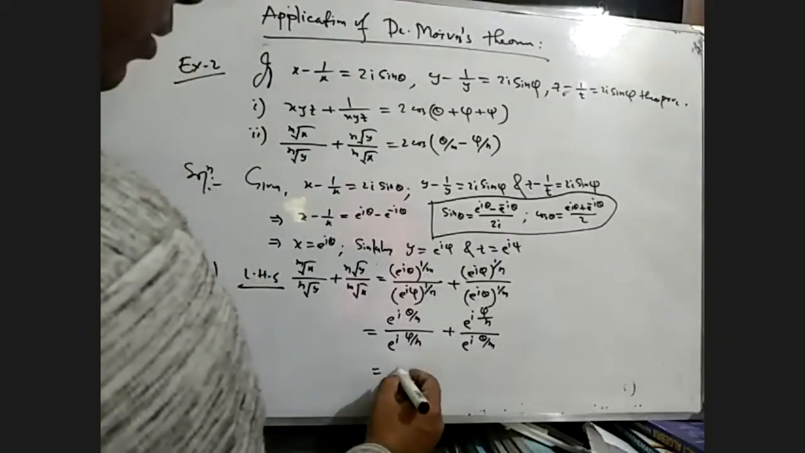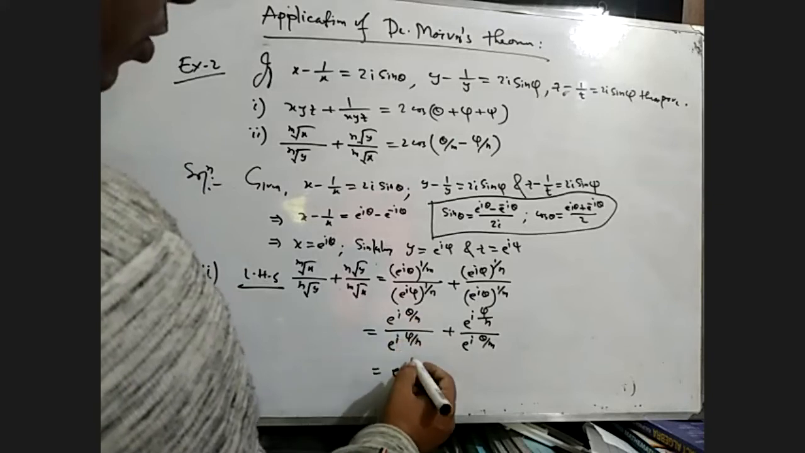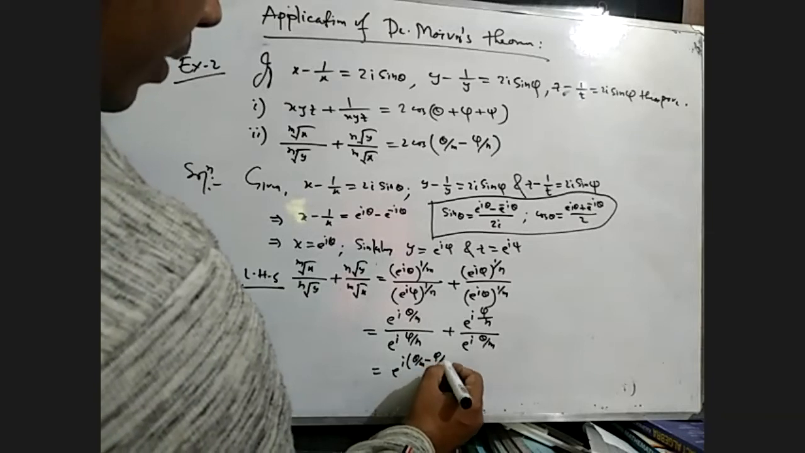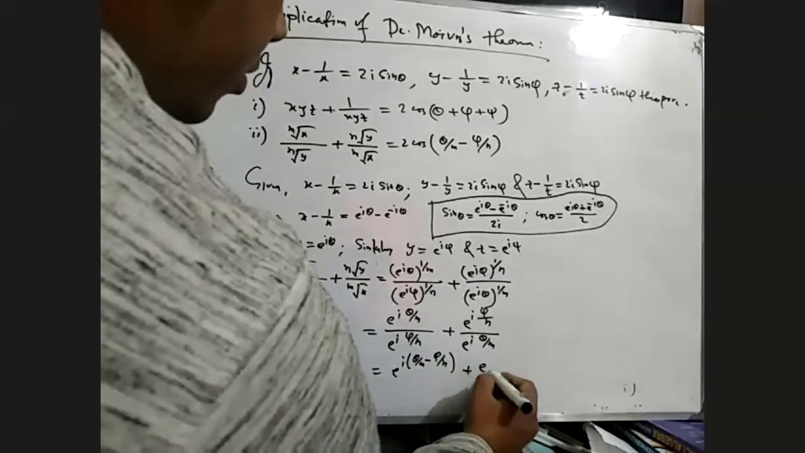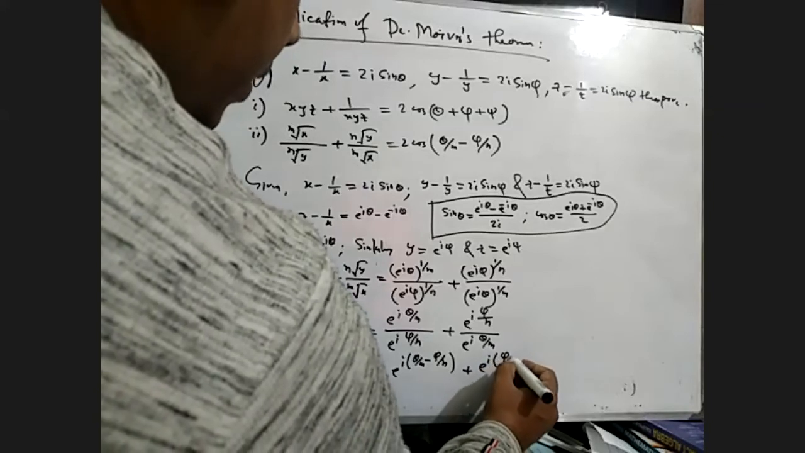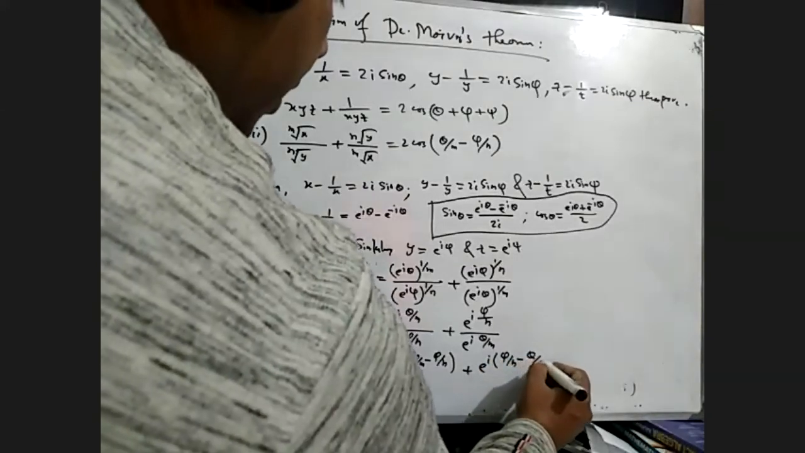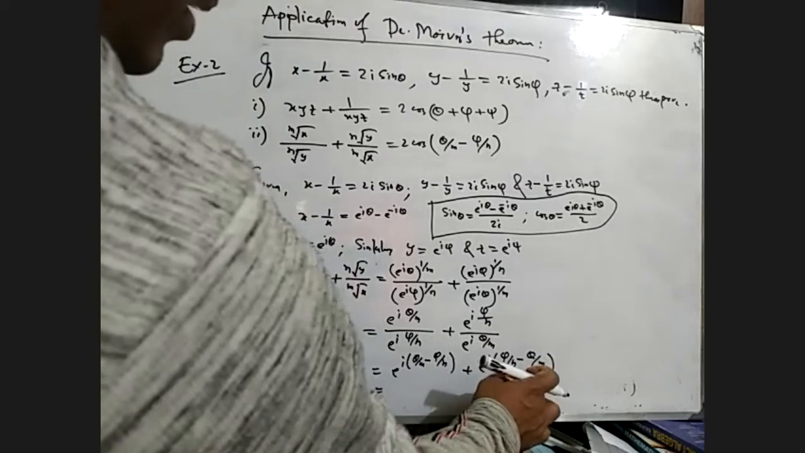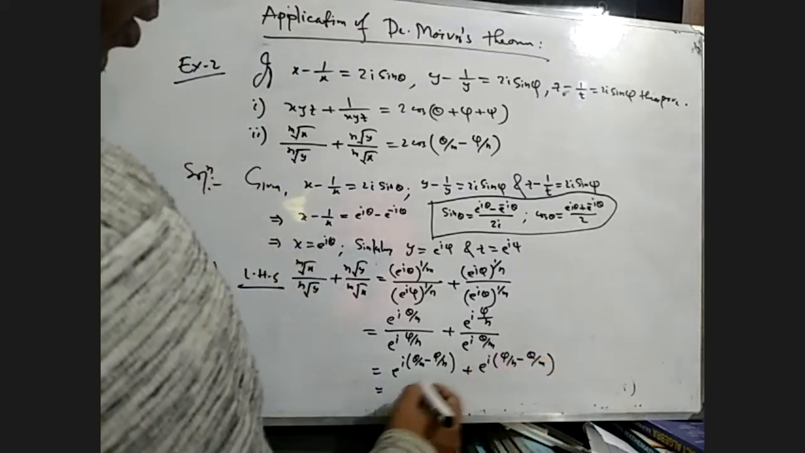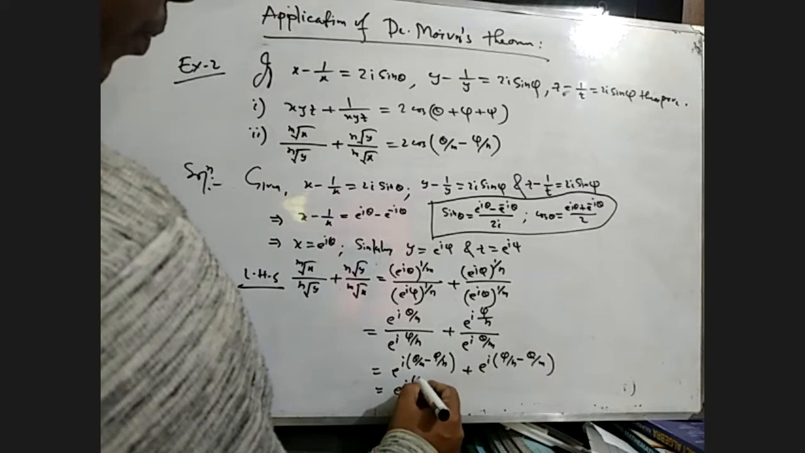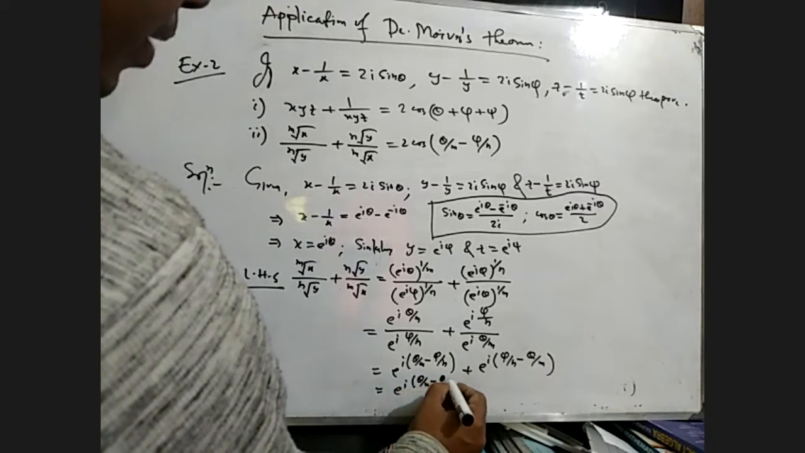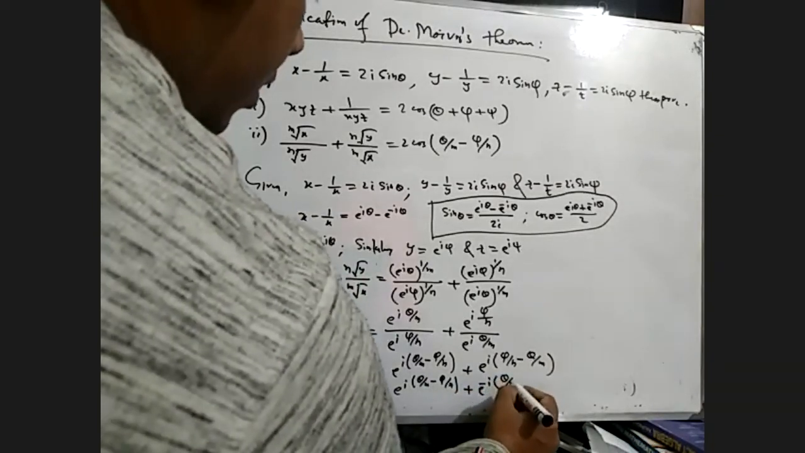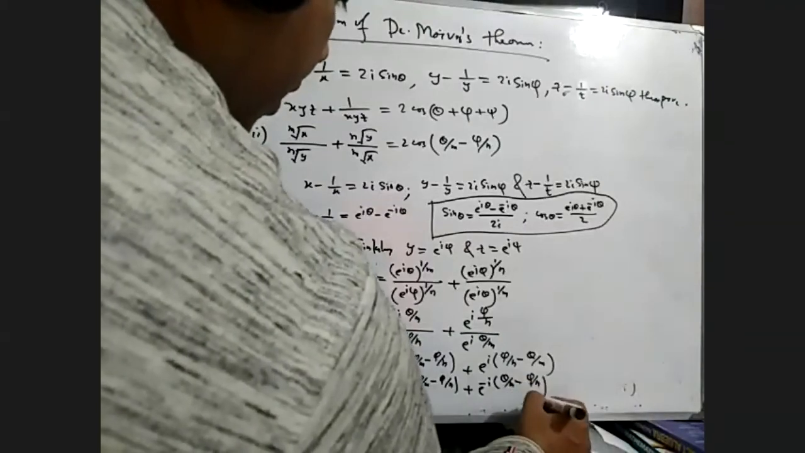This can be written with the same base. So for the quotient rule, we can write theta by m minus pi by n, and this will be e to the power i (pi by n minus theta by m). Taking minus common from the second one, e to the power i (theta by m minus pi by n) plus e to the power minus i (theta by m minus pi by n).